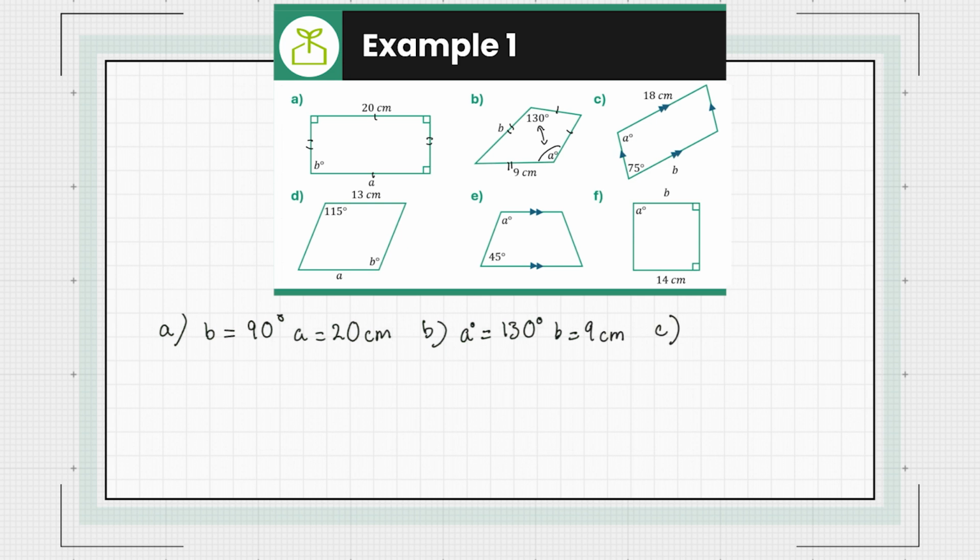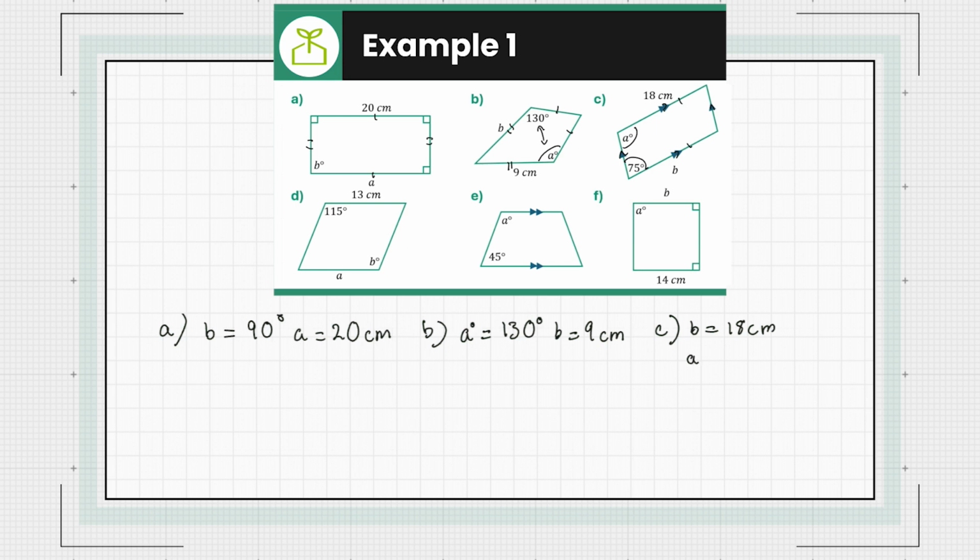Okay, let's look at C. So C, we have these two pairs of parallel lines, which means it's a parallelogram. And based on our knowledge of co-interior angles, we know that when we have these parallel lines, these two angles here are going to be co-interior to each other, which means they have to add up to 180 degrees. We also know that these lengths are going to be equal to each other. So first up, we can say that B is also equal to 18 centimeters.